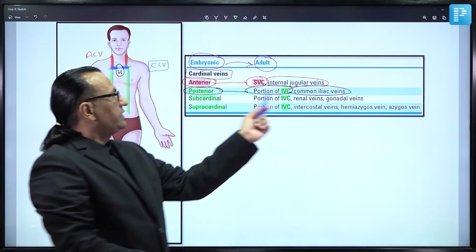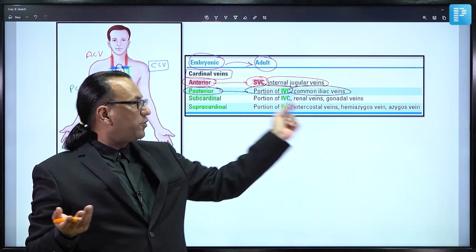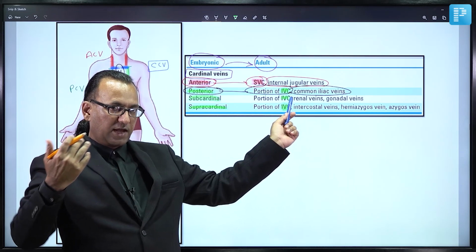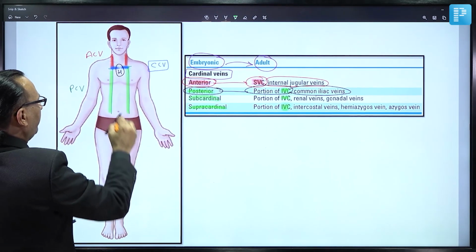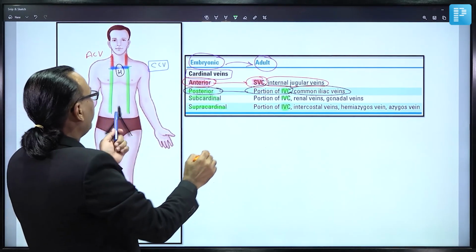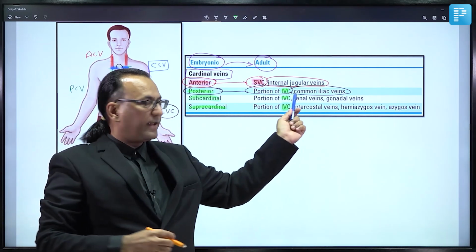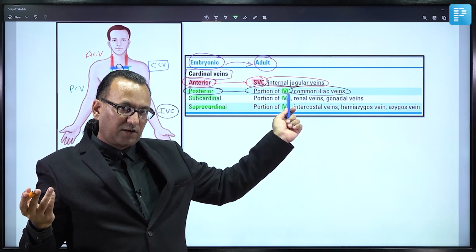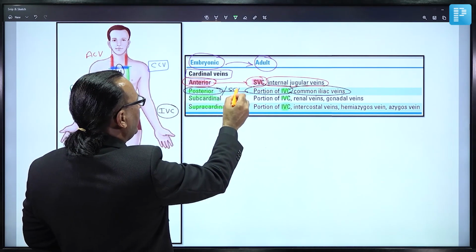So as we talk about common iliac veins in the pelvis region contributing to the inferior vena cava, which is in the abdomen region, you can show them here. Common iliac veins join and then they form the inferior vena cava. And this initial part of the inferior vena cava is definitely contributed by the posterior cardinal vein. Some books will mention it as sacrocardinal vein. So you can mention here sacrocardinal vein as well.